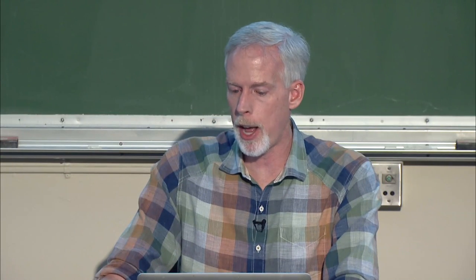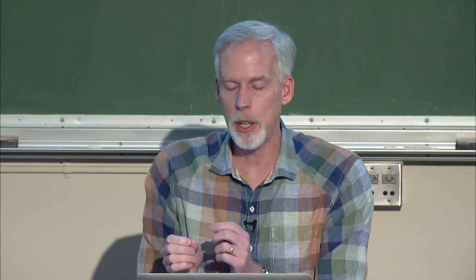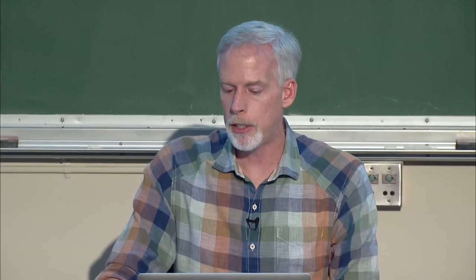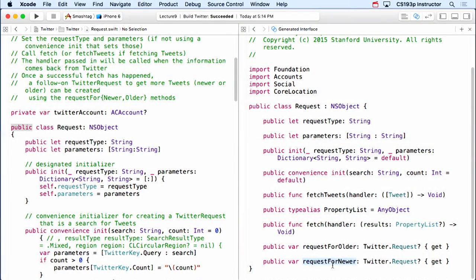Okay, so that's it. This is a really easy class to use, right? We just initialize it with the search we want and then just fetch the tweets. It's also got this little thing down here which is kind of fun, requestForNewer. If you have a request that successfully got you some tweets, you can call this requestForNewer and it'll give you a new request that will request only more new tweets, tweets you didn't get in the last request. See what I'm saying?